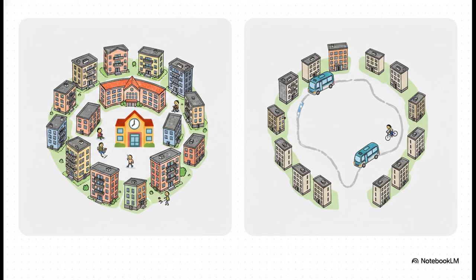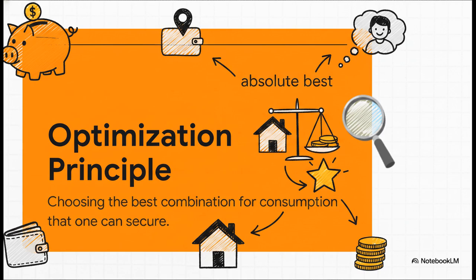Now, naturally, everyone just wants to roll out of bed and walk 5 minutes to class, right? This creates intense competition for a very limited resource. The real question we're answering today is, who actually gets these prime apartments, and exactly how much is it going to cost them? To figure that out, we rely on the principle of economic optimization.